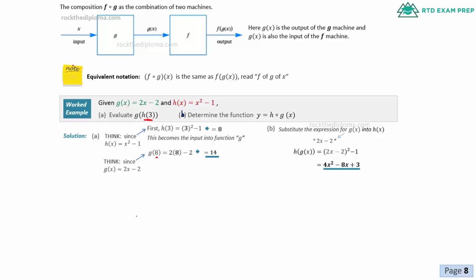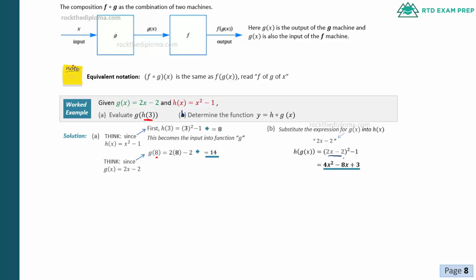Part B asks us to determine the function y equals h of g of x. So now we're doing this in the other order. We're going to put g of x, which is 2x minus 2, in place of the x in the h of x function. So instead of saying x squared minus 1, we're going to say 2x minus 2 squared minus 1. Please make use of the distributive property and write out this bracket twice. 2x minus 2 times 2x minus 2 would give you 4x squared minus 8x plus 4. Subtract the 1 and you end up with 4x squared minus 8x plus 3.